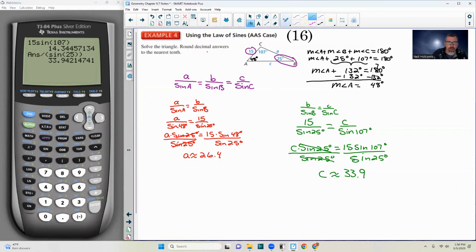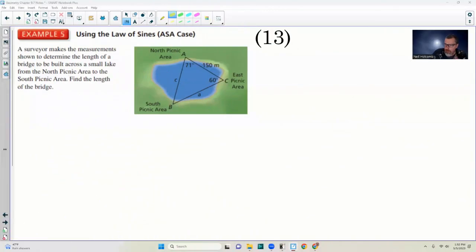So the measure of angle A is 48 degrees, side A is 26.4, and side C is 33.9. So we found all of the missing components, and that is solving a triangle. Now try number 16 in your exercises.